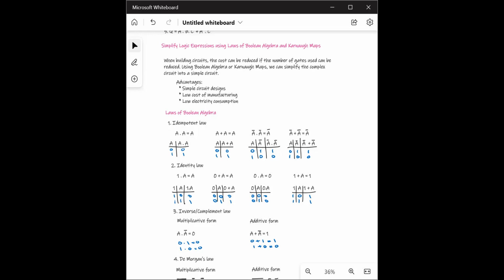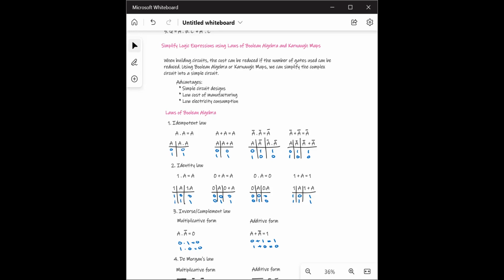Circuit components are reduced. That means it will reduce the cost and it also reduces the electricity.